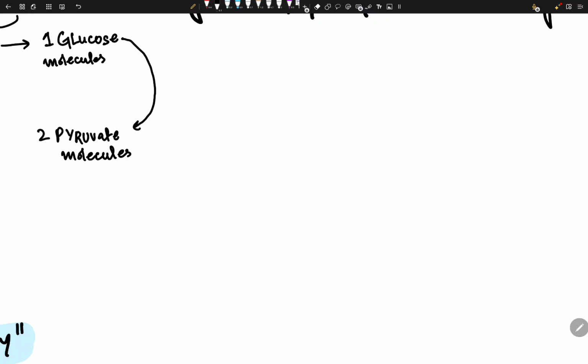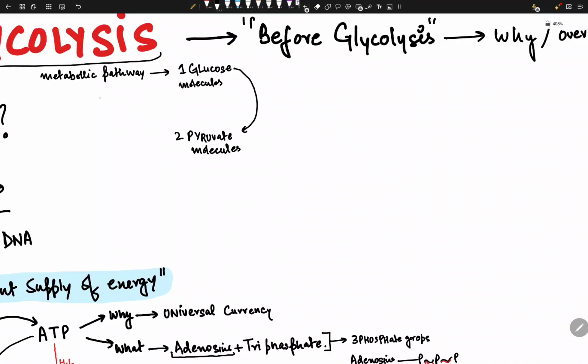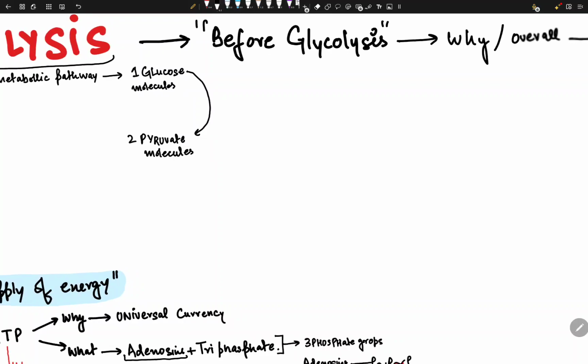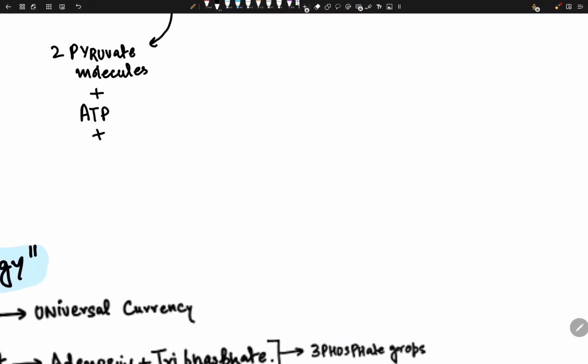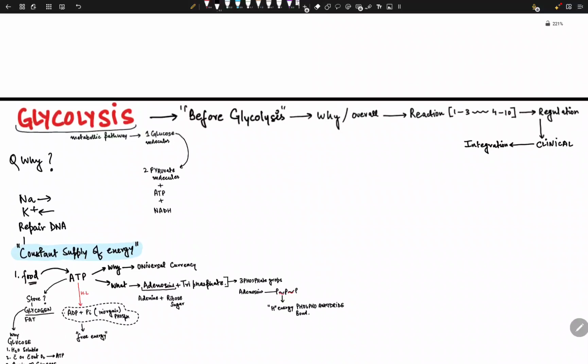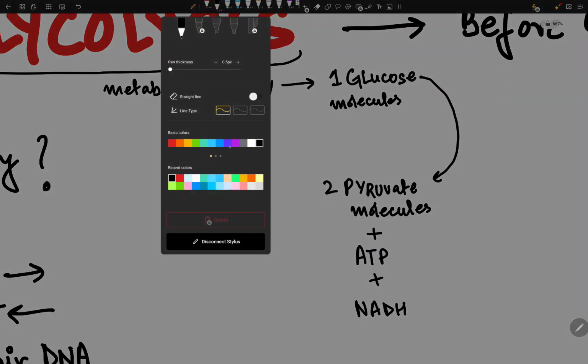That's important. And when it produces these 2 pyruvate, it produces ATP and NADH as well, okay? So again, it's the metabolic pathway that converts one glucose molecule into 2 pyruvate molecules while producing ATP and NADH. I'm gonna explain everything, don't worry. Now, what is ATP? We already talked about what ATP is. We're going to talk about NADH as well.